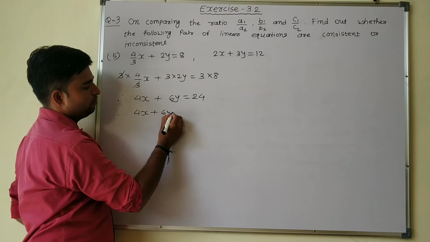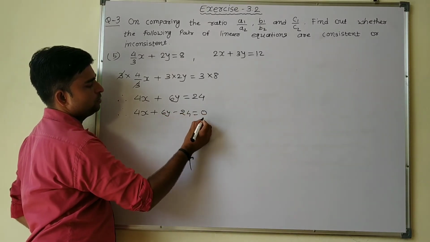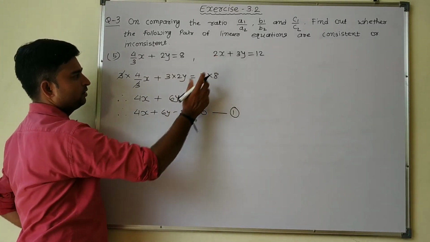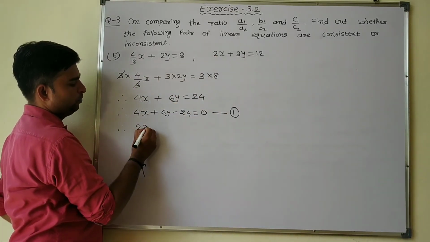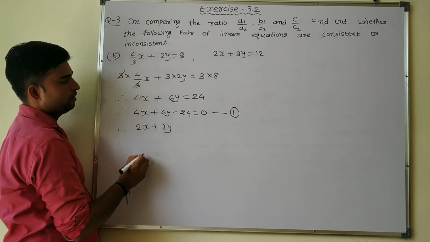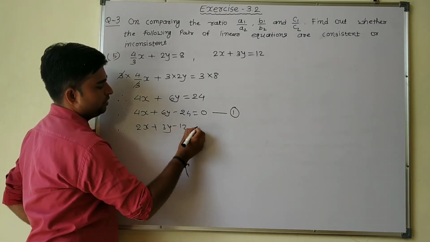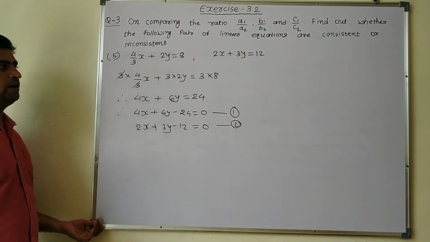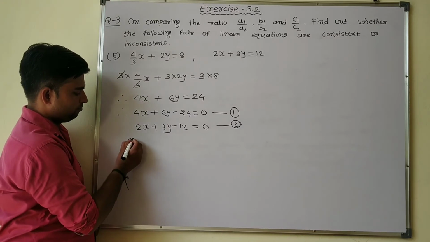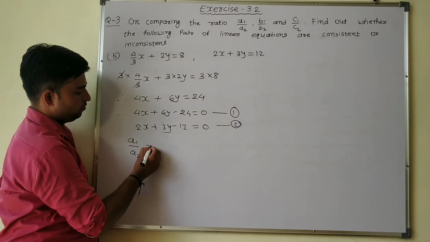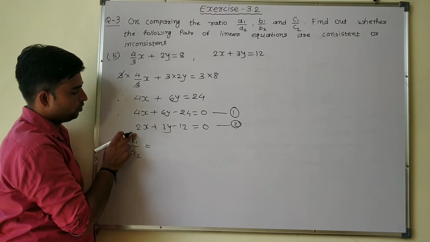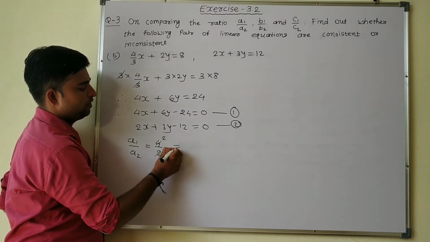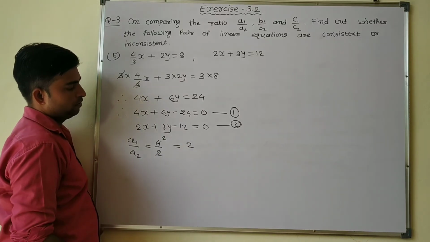Now 24 moves to the other side, so it becomes negative 24. 4x plus 6y minus 24 is equal to 0. So this is the first equation. Now the second equation, 2x plus 3y minus 12 is equal to 0. This is our second equation. Now we have to find the ratio. a1 upon a2. So 4 upon 2. 2 2s are 4, the 2 will cancel, so the answer is 2.